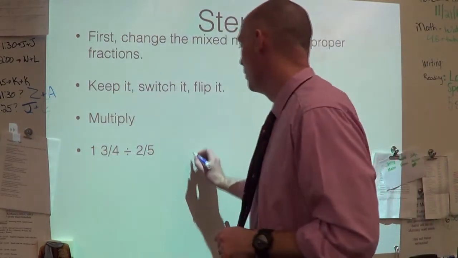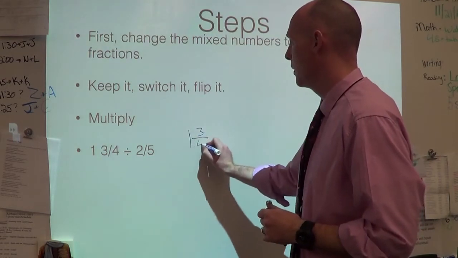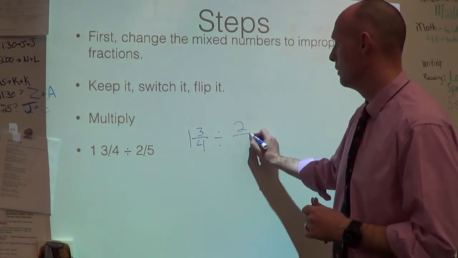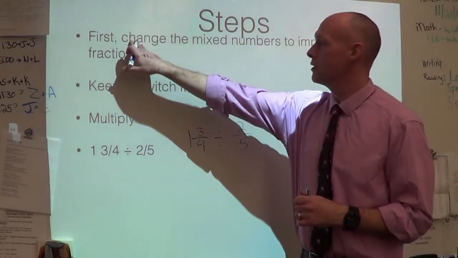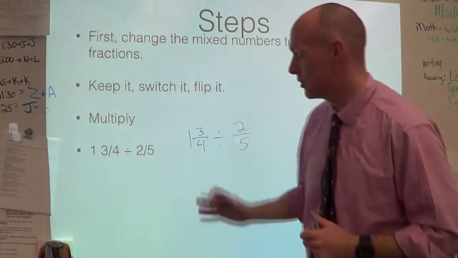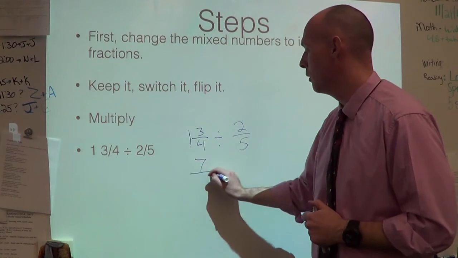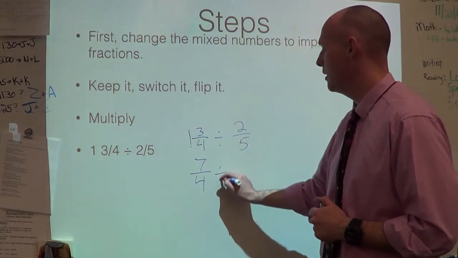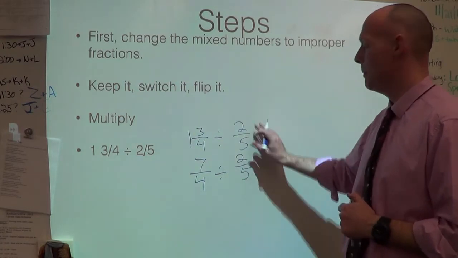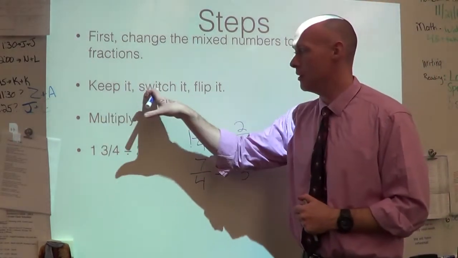So here I have, I'm just going to rewrite it off to the side. 1 3/4 divided by 2/5. Okay, so first we have to change the mixed number to an improper fraction. 4 times 1 is 4, plus 3 is 7 over 4, divided by 2/5. And because that's just a regular fraction, no change necessary. Next step, keep it, switch it, flip it.